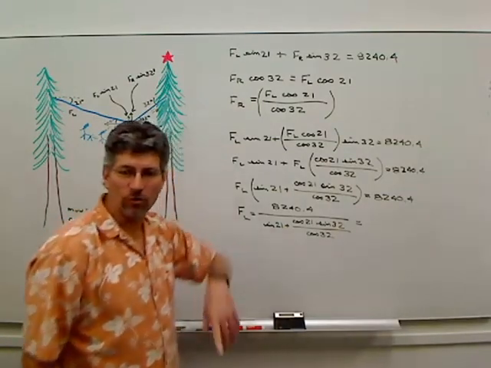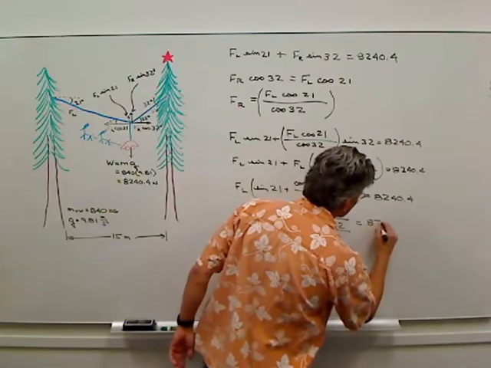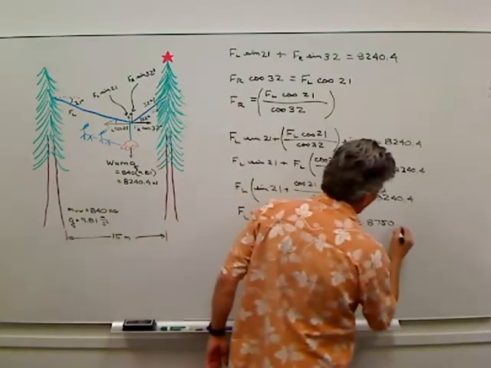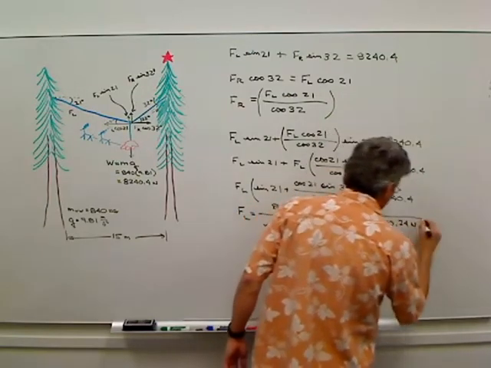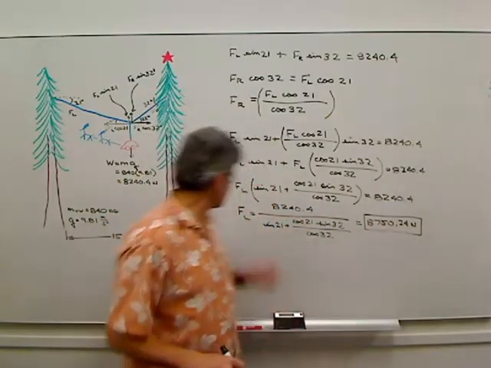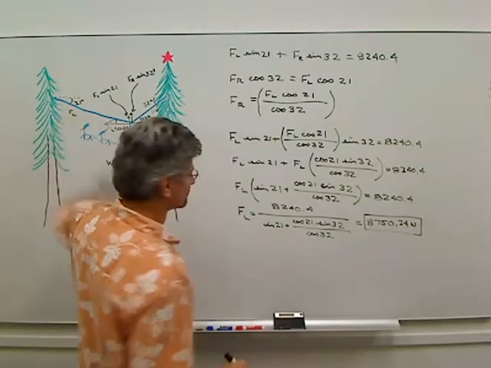And now we can plug all that junk into the calculator and bring out the force on the left-hand cable, which turns out to be 8750.24 newtons. So there's our first answer. All right, that's the force, the tension in the left-hand cable. All right, F sub L.